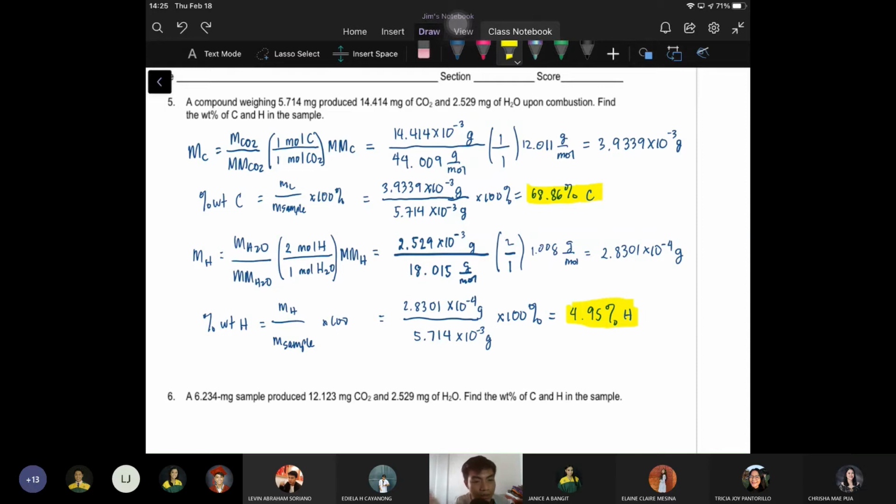Okay, so ganun lang. Any questions about this item? Or nasundan naman, or okay naman, or natutulog na tayo dyan. Okay lang naman yun.